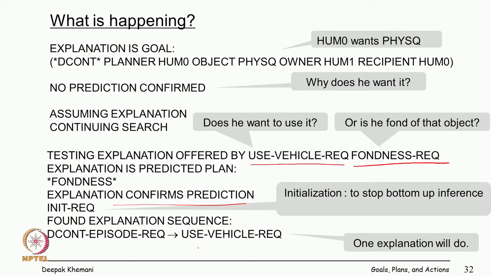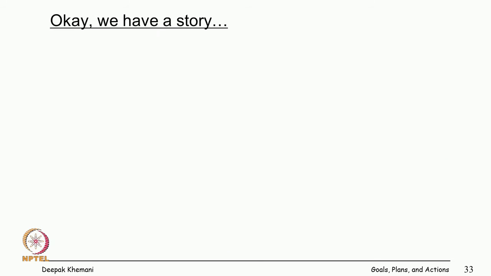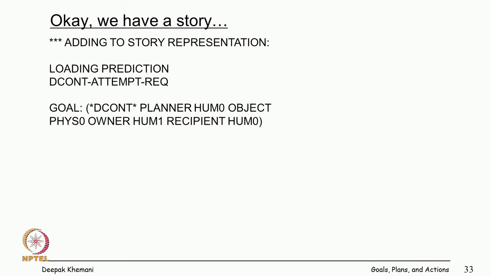it has found one request, the use vehicle request. REQ is just a short form for request, which is a form of a rule that it uses.